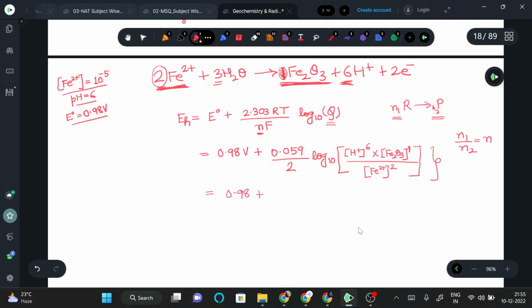I will not write the units anymore. 0.059 by 2. Let's take log base 10 inside. This will be equal to 1, so this will not be there. So if we take log base 10 inside, what do we have? We have 6 log base 10 H plus minus 2 log base 10 Fe2 plus. Is this equation right? Is this conversion right?